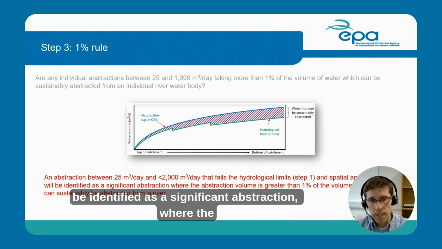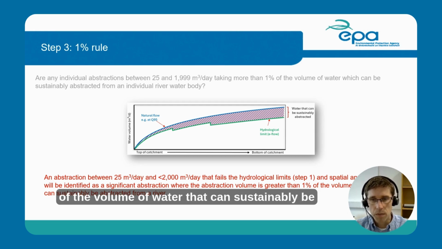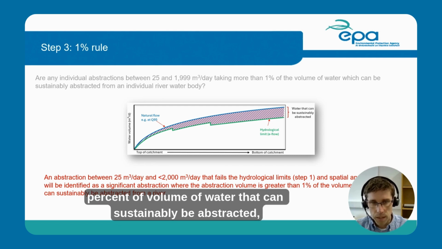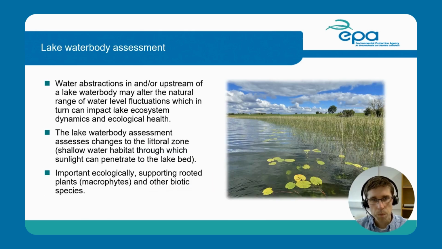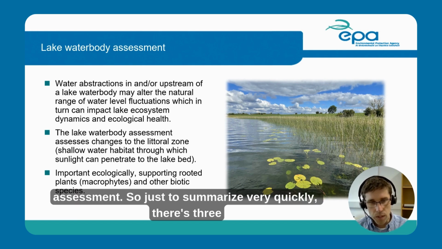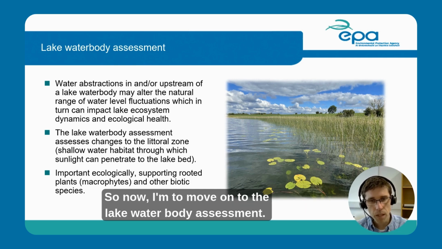they will be identified as a significant abstraction where the volume being abstracted is greater than 1% of the volume of water that can sustainably be abstracted from the river. If the abstractions are less than 1% of that volume, they will not be considered significant abstractions. So that's the river water body assessment. Just to summarize very quickly, there are three steps: the hydrological limits, the spatial analysis, and the 1% rule. Now I'm going to move on to the lake water body assessment.